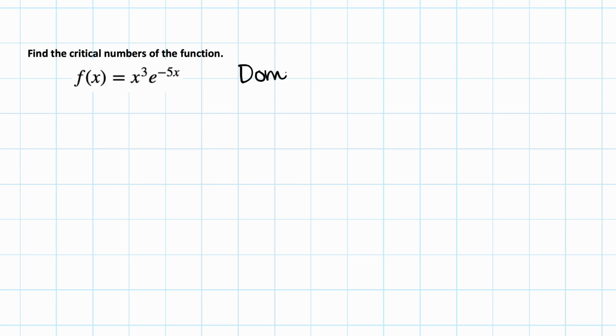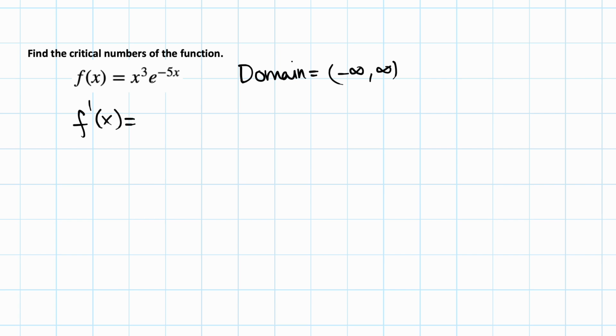Domain means the possible x values. X cubed is a cubic function. It's always negative infinity through positive infinity, and exponential functions are also continuous everywhere. They are defined everywhere. So the domain is all real numbers, by the way. So the critical numbers can be any real number. There is no restriction here. So let's find the derivative here.